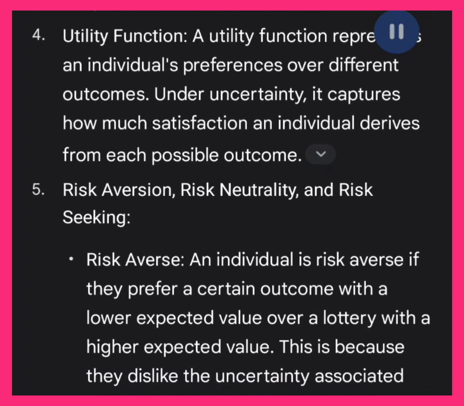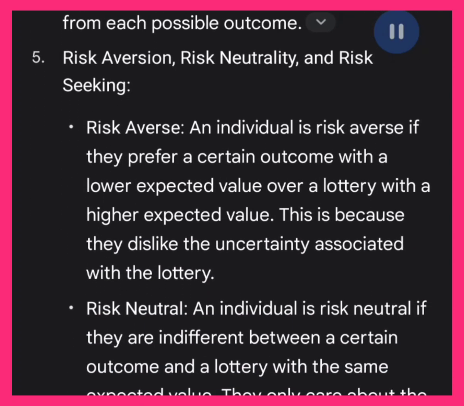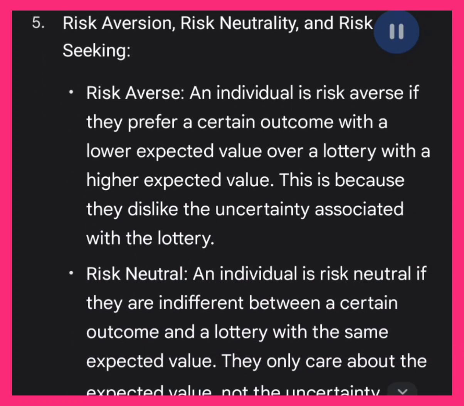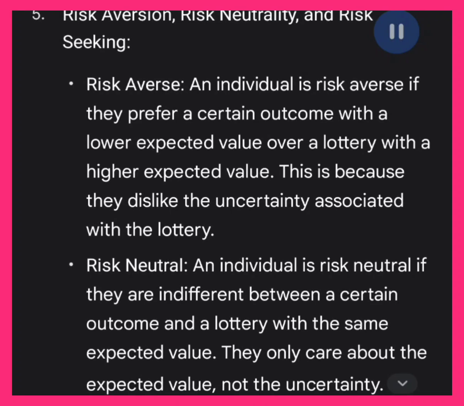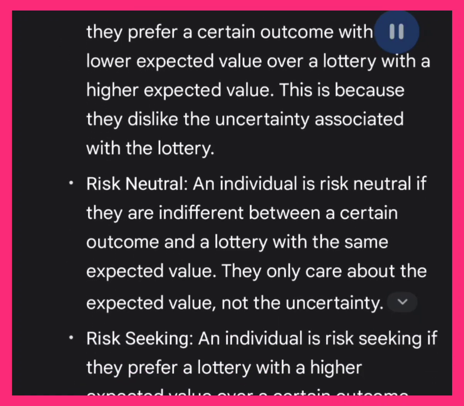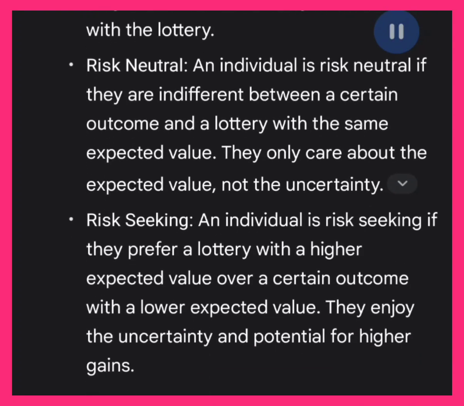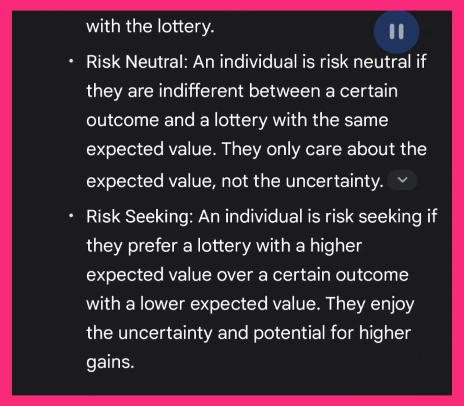5. Risk aversion, risk neutrality, and risk seeking. Risk averse. An individual is risk averse if they prefer a certain outcome with a lower expected value over a lottery with a higher expected value. This is because they dislike the uncertainty associated with the lottery. Risk neutral. An individual is risk neutral if they are indifferent between a certain outcome and a lottery with the same expected value. They only care about the expected value, not the uncertainty.